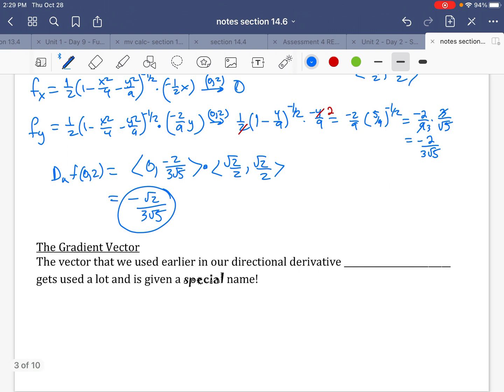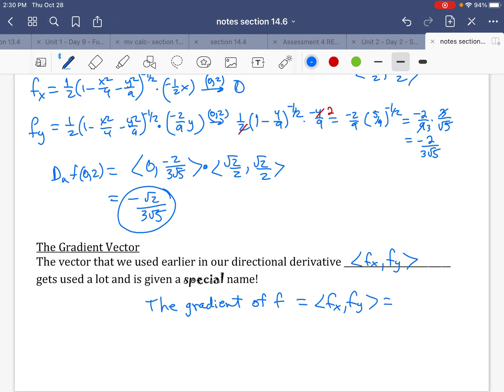Okay, so the gradient vector. The vector that we used earlier in our directional derivative, meaning this one right here, fx and fy, is a vector that we use in many, many places, so it gets a special name. It gets named the gradient of f. And it has a special name, so that's this guy right here, fx and fy.